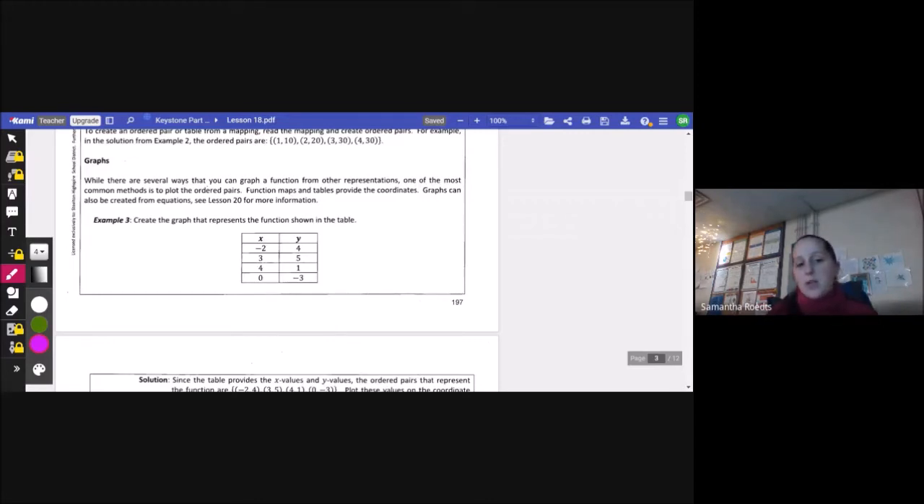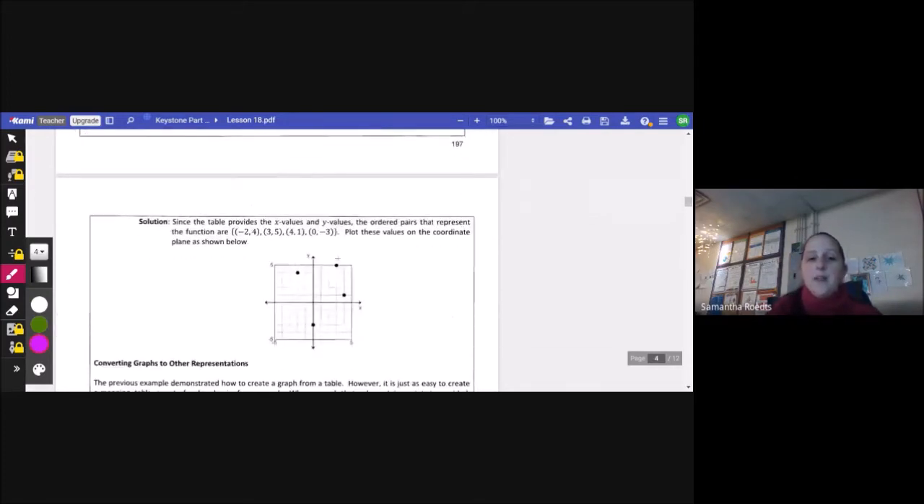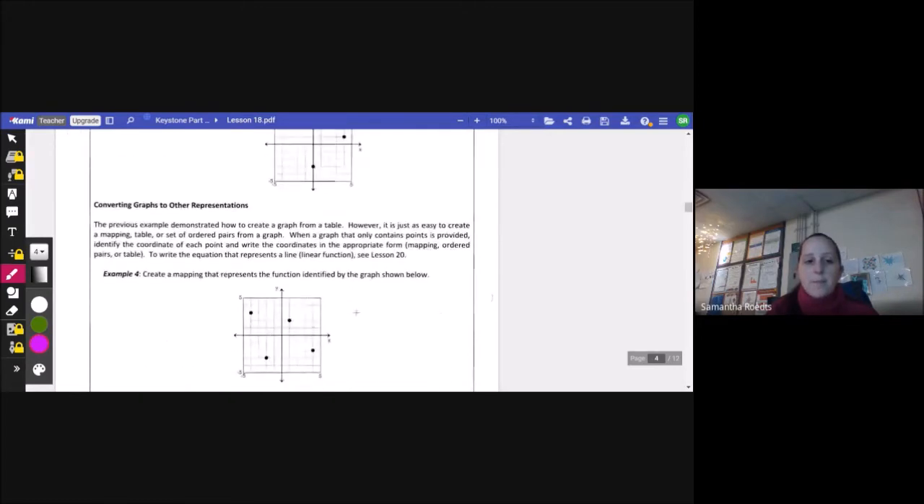So example 3, create the graph that represents the function shown in the table. Since the table provides the x values and y values, the ordered pairs that represent the function are (-2, 4), (3, 5), (4, 1), and (0, -3). Plot these values on the coordinate plane as shown below. So (-2, 4), (3, 5), (4, 1), and (0, -3).